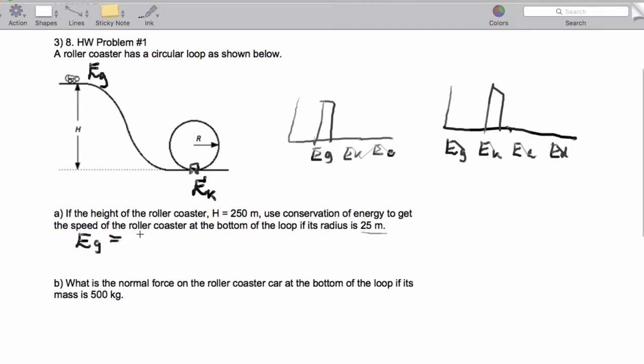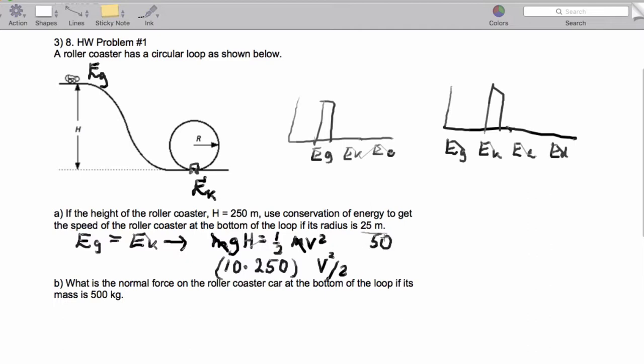So EG equals EK. All right. So then we're going to have mgh equals 1/2 mv squared. Now, some of you used the 500 from down here to solve, but it turns out we can actually divide both sides by m, which I'm going to do here. So we have 10 times 250 equals v squared divided by 2. So that's going to actually get me that 5,000.